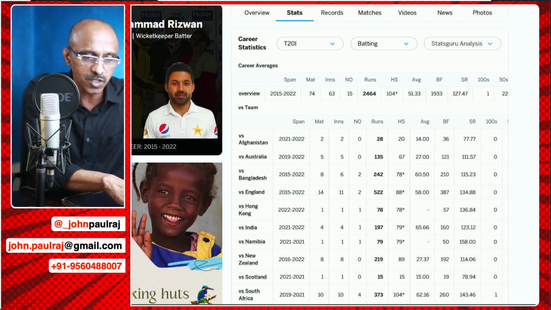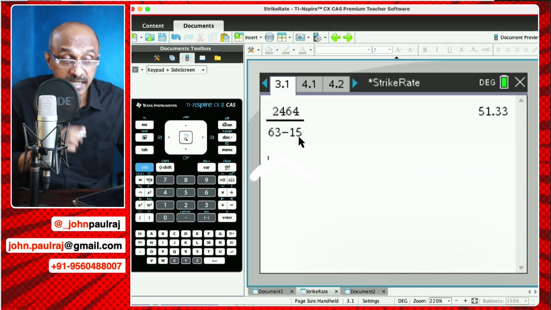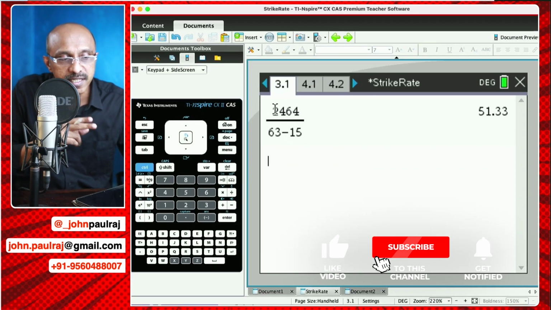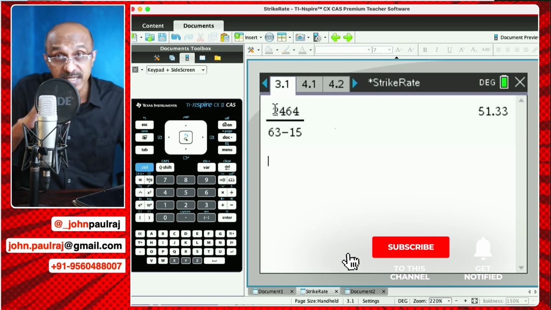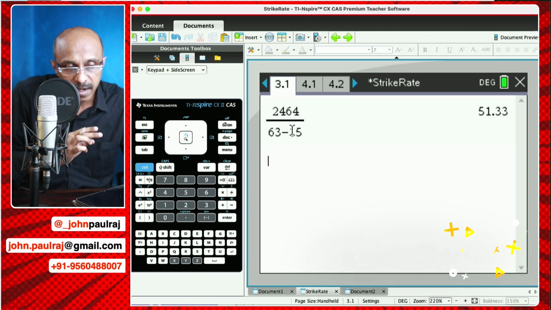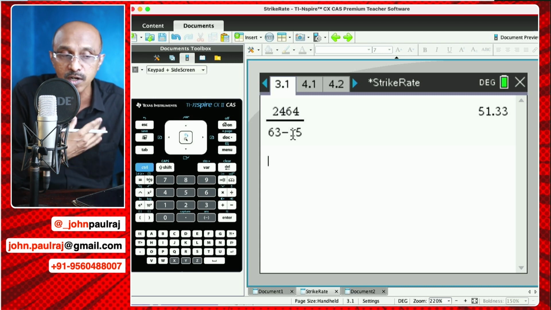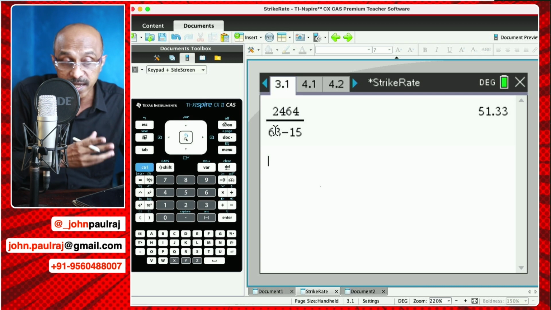Now, I just want us to go back to that calculator and take a look at that fraction. It is the total number of runs that Mohammad Rizwan has accumulated over his entire career of 63 innings divided by the total number of times that he lost his wicket, the total number of times that he got out, because 15 represents the number of not outs, the number of times that he remained not out over those 63 innings.